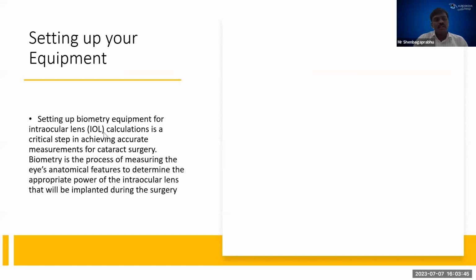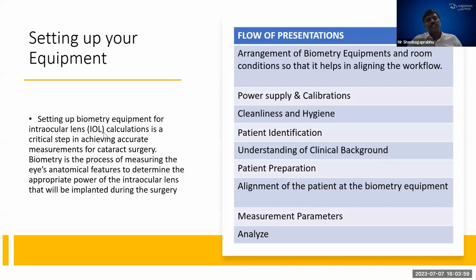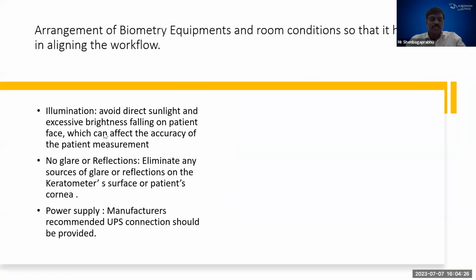Coming back to the slide, setting up a biometry equipment is a very critical process, because in this biometry process only, we are going to determine the appropriate power for the intraocular lens that is going to be implanted during the surgery. The flow of the presentation consists of how to arrange the biometry equipment, room lighting conditions, power supply, cleanliness and hygiene, patient identification, the importance of understanding the clinical background, how well we need to prepare the patients and how to align the patients at the biometry equipment. And we need to understand the measurements also, because each biometry gives different things. All these things we are going to look into in the coming slides.